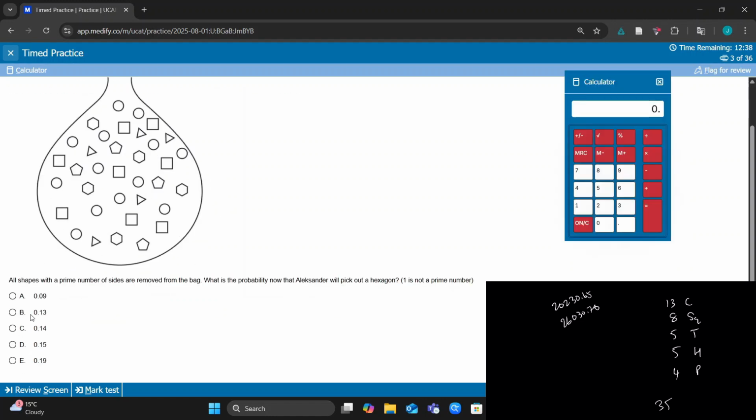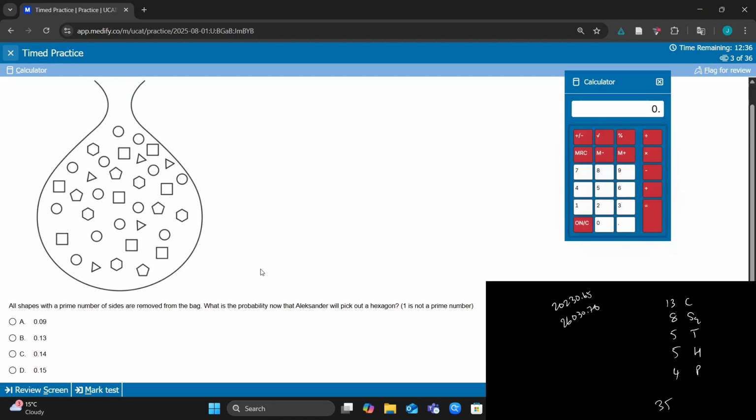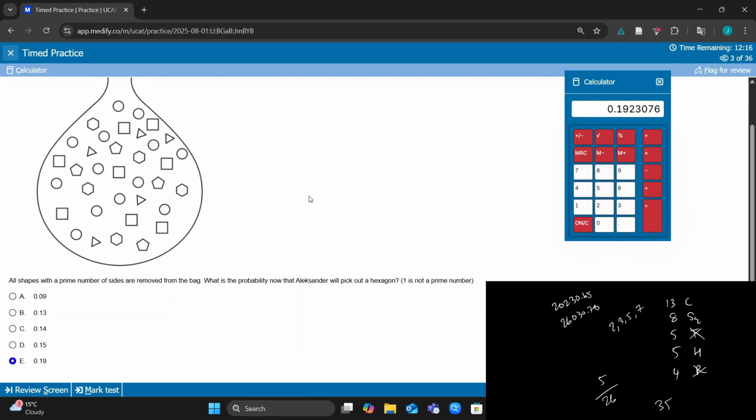Shapes with prime number sides are removed from the bag. What's the probability Alex will pick out a hexagon? So shapes with prime number sides are removed. So primes are 2, 3, 5, 7. So the pentagons are removed and the triangles are removed. What's the probability to pick out a hexagon? So it's 5 divided by, and you get rid of 9, so it's 5 over 26. So 5 divided by 26, 0.19.